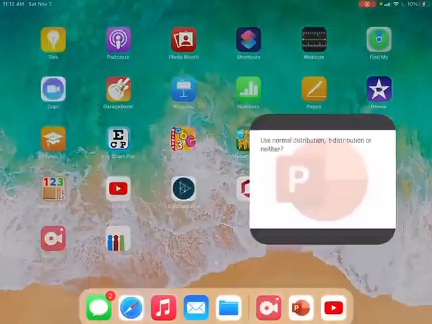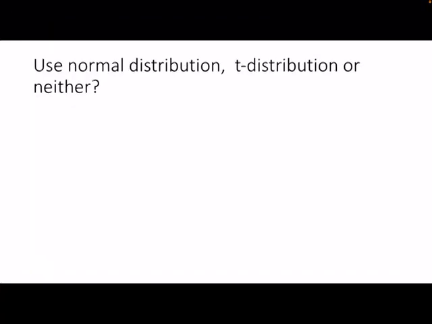Hello. In the last video, I just did a list of steps to follow for finding confidence intervals. We did an example. Now we're going to do another example. First, I have a series of different examples. Only the next couple ones are worked out. And then after that, we're just deciding, can you use a normal distribution, a t-distribution, or neither?